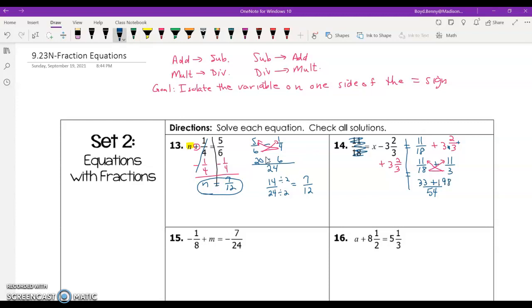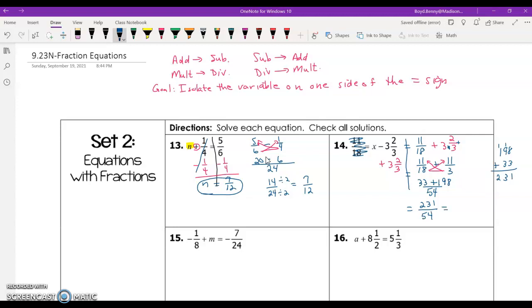Now, if you're a little confused on that, go ahead and use a calculator to multiply. For this lesson, you're allowed to use a calculator. Okay, and then we're going to add those two together. Let's see, 33 plus 198. Now, you could use a calculator for this, but this is pretty straightforward. 8 plus 3 is 11. 12, 13. 1 is 2, so that gives us 231 over 54.